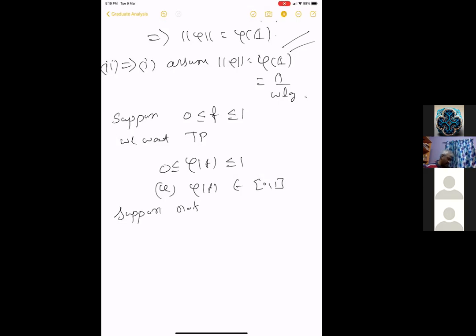We want to get a contradiction. Okay, suppose not. Let phi of f equal some complex number z, which is not in [0, 1].